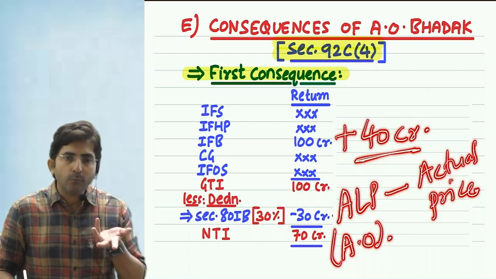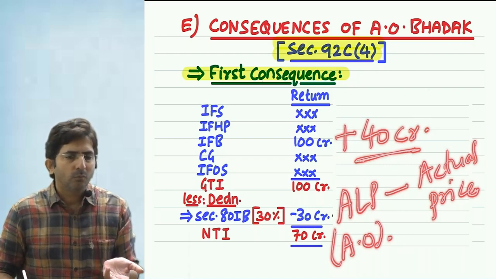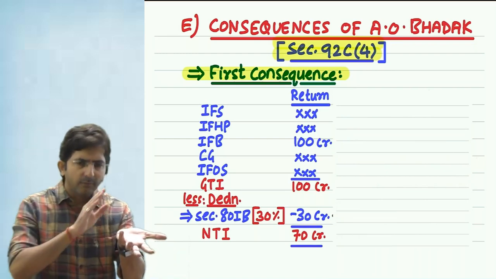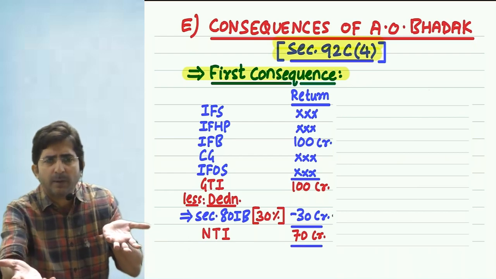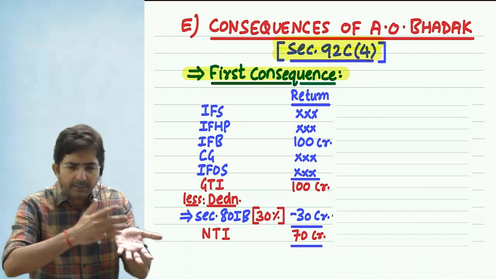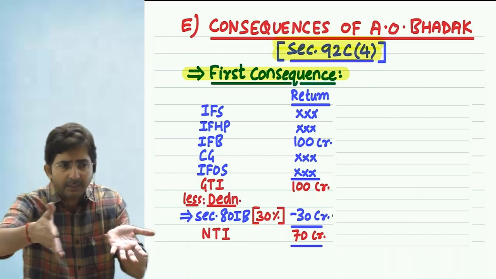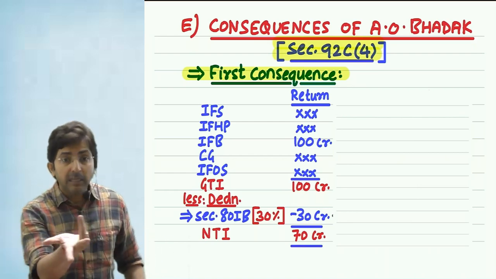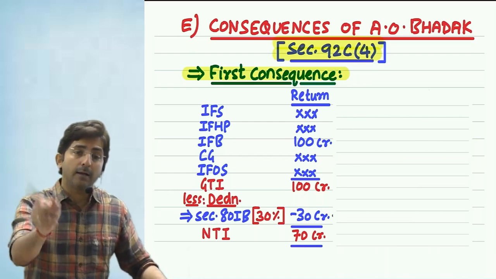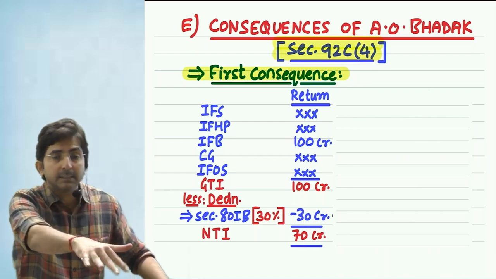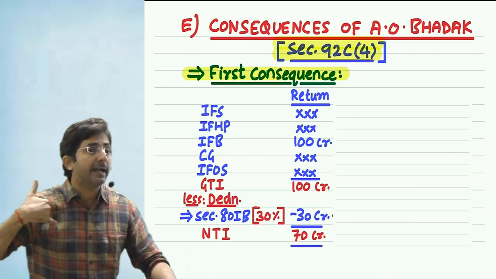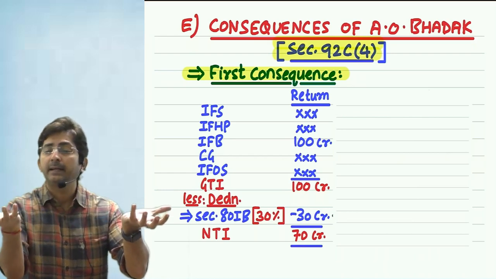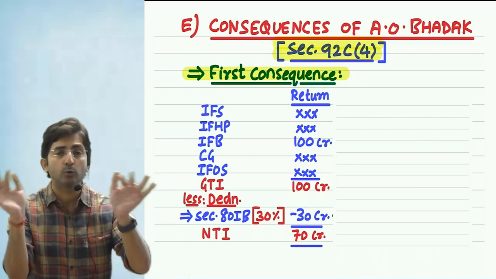After ALP, what do we do? What are you studying since so many days? After ALP, what do we do? Whenever we compute ALP, we compare with the actual price. And if we see the assessee has shown less income, the difference we add or not. So the same thing the AO is doing, which ideally the assessee should have done on his own in his return. But since the assessee did not do it, the AO got angry. So the AO computed ALP, compared it with the actual price, and the difference was added to the income.